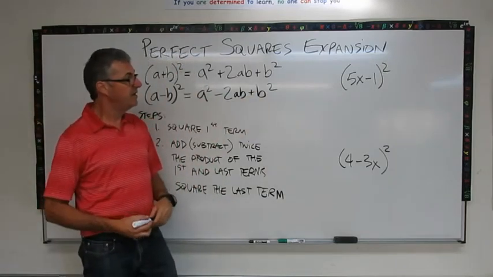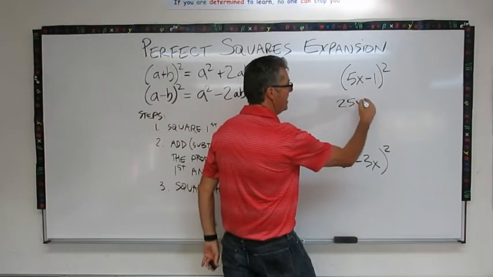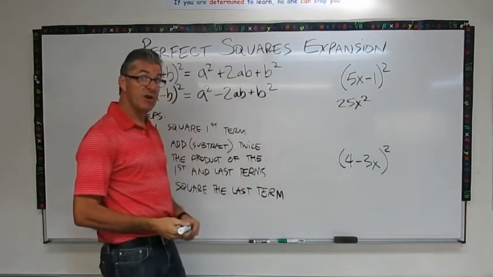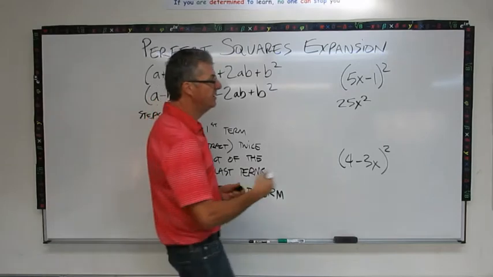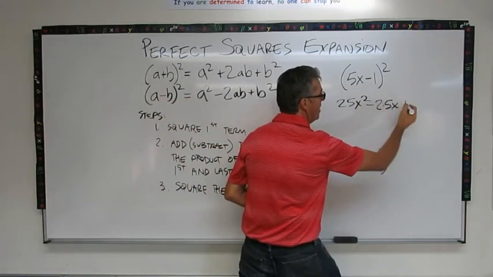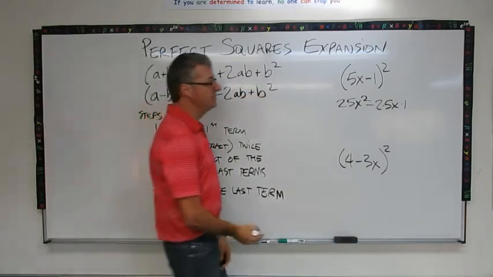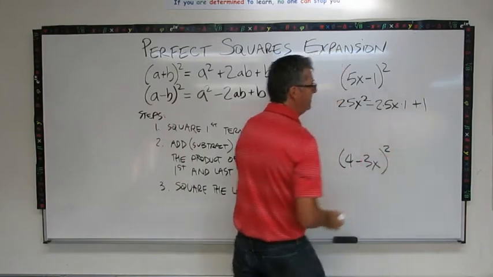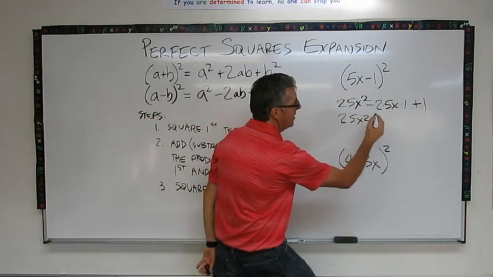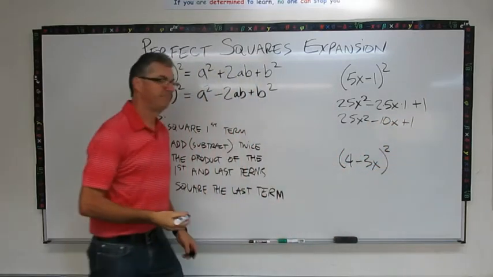Okay, let's see how you did. Square the first term. That would be 25x squared. Subtract twice the product of the first and second terms. So it's minus 2 times 5x times 1. Square the last term. Negative 1 squared is positive 1. Now let's clean this up. 25x squared minus 10x plus 1.